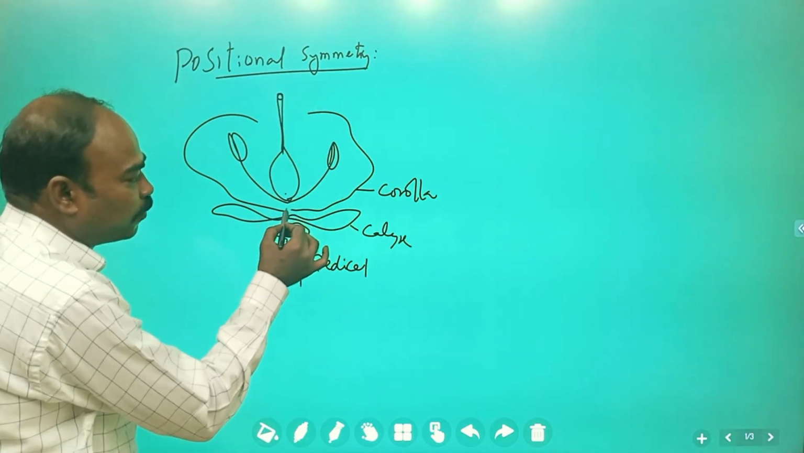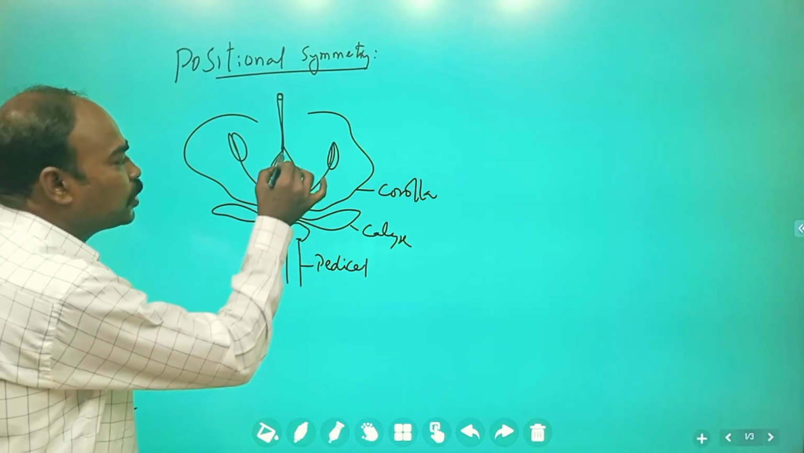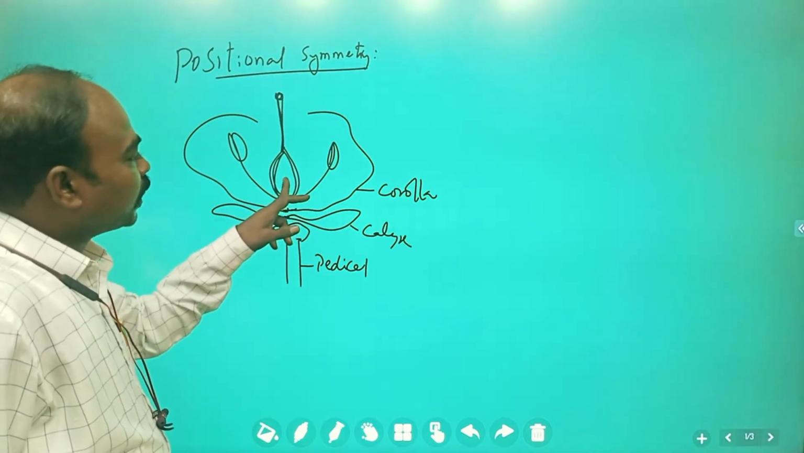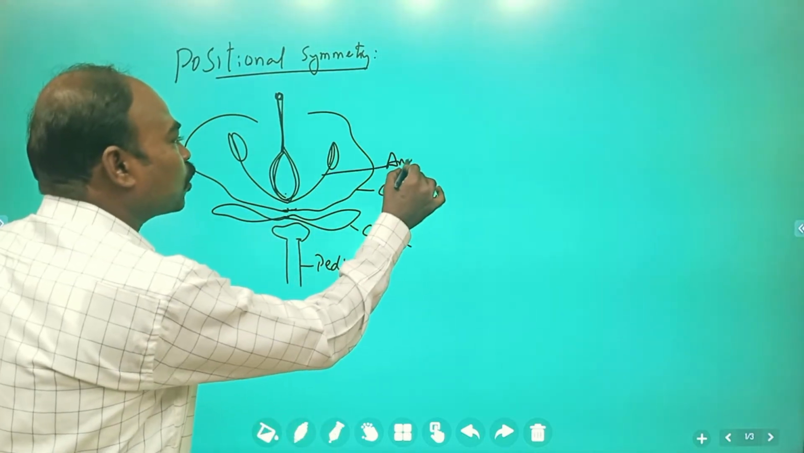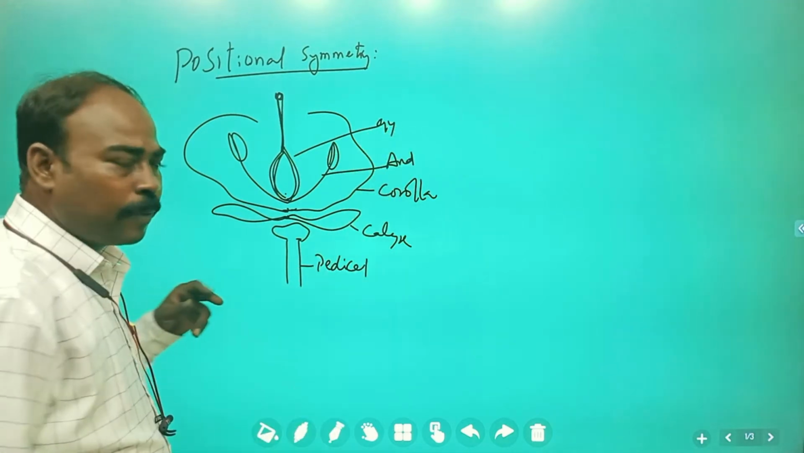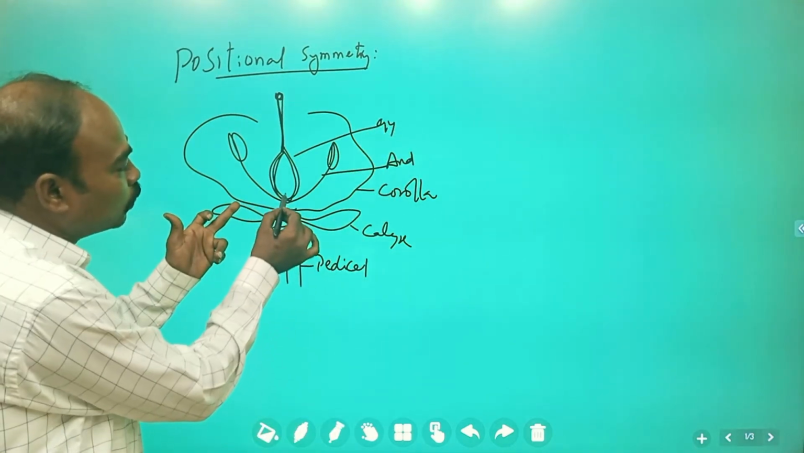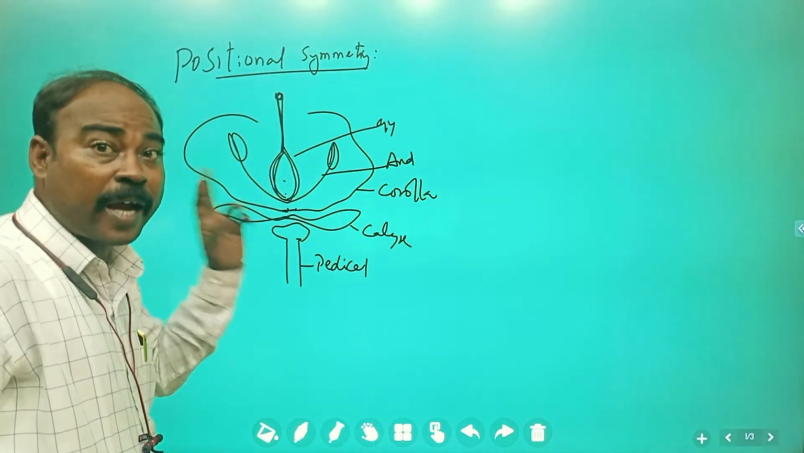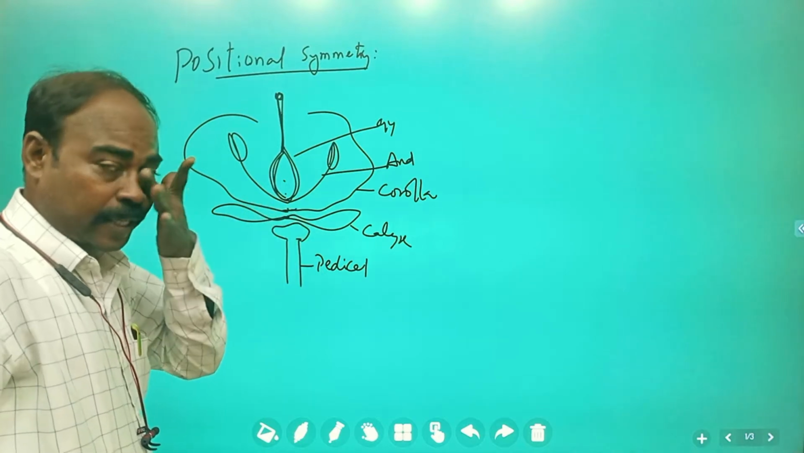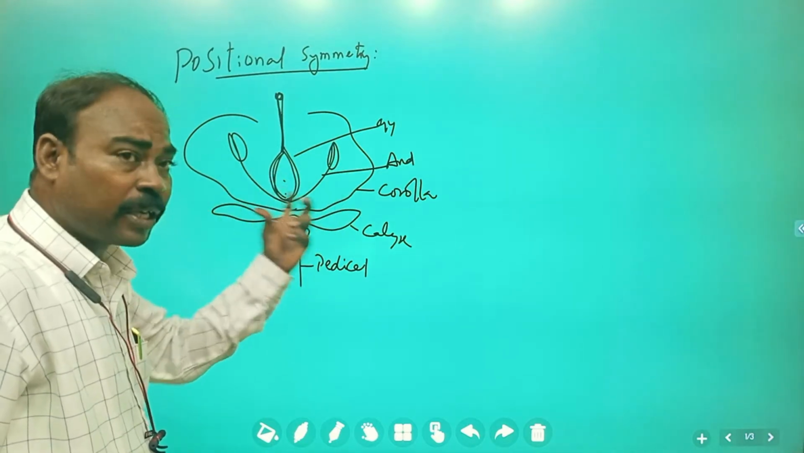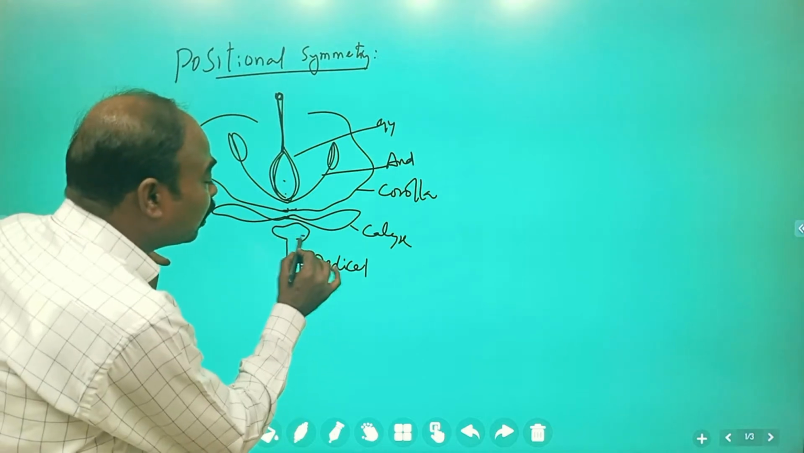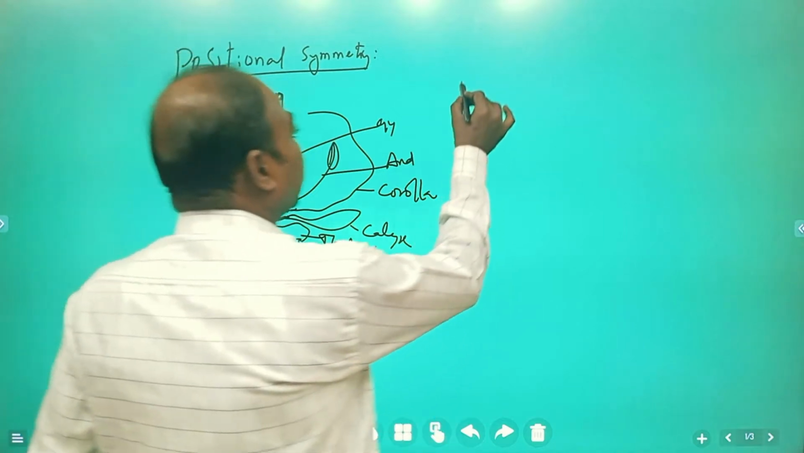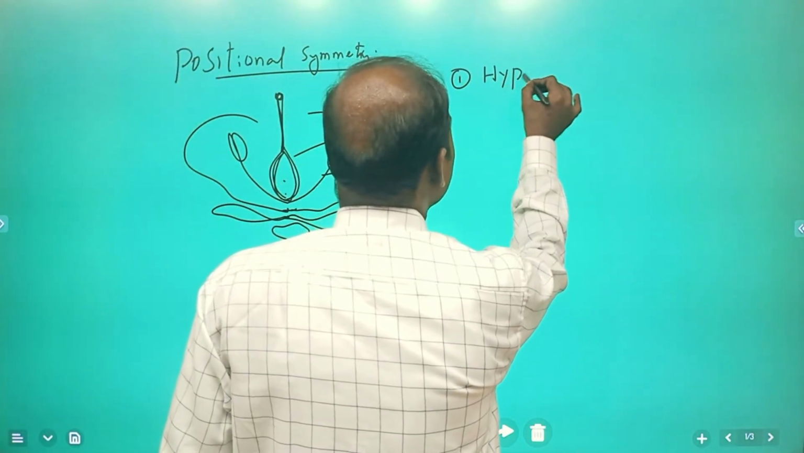With respect to other floral members, the gynoecium is arranged in different positions in different flowers. With respect to gynoecium, this is androecium, this one is gynoecium. Remaining floral whorls are arranged in different ways. Based on the arrangement of different floral whorls on the thalamus, the flowers are classified into three types. One, hypogynous flowers.